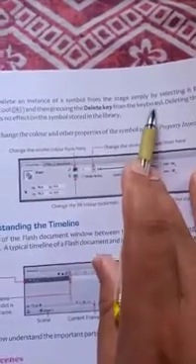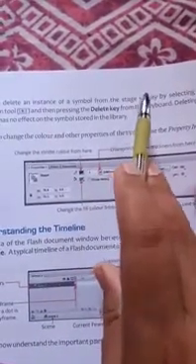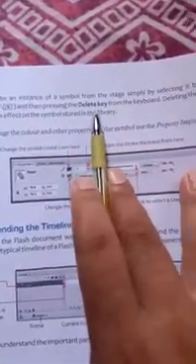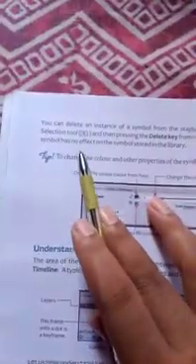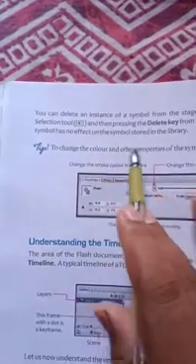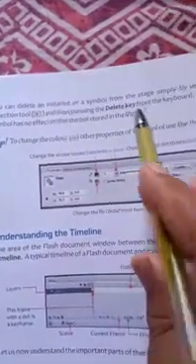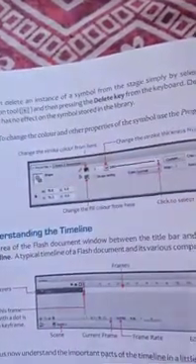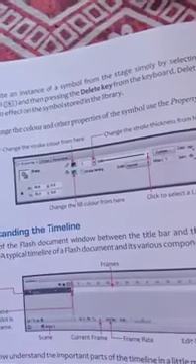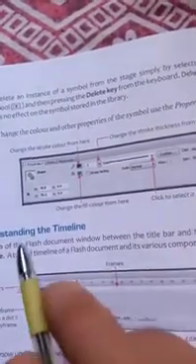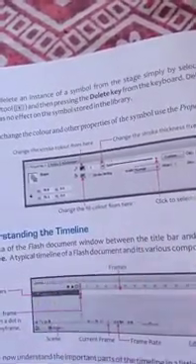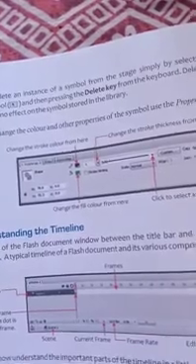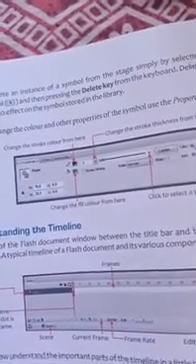If you want to delete a symbol, it is very easy. First you select the symbol and then press the delete key on the keyboard. Deleting the instance of a symbol has no effect on the symbol stored in the library. If you delete a symbol from the stage, that does not mean the symbol stored in the library will be deleted.